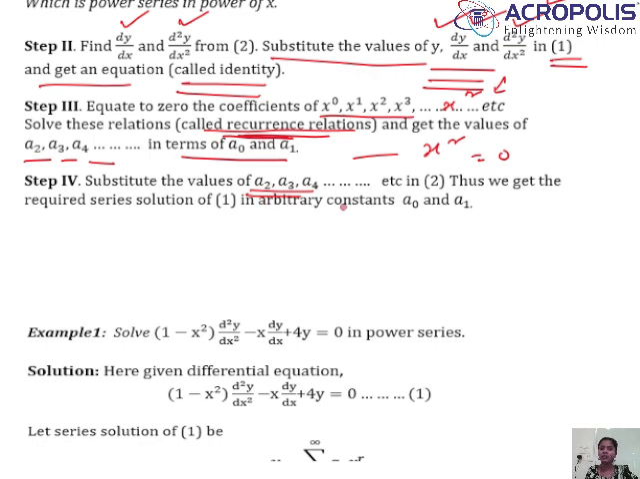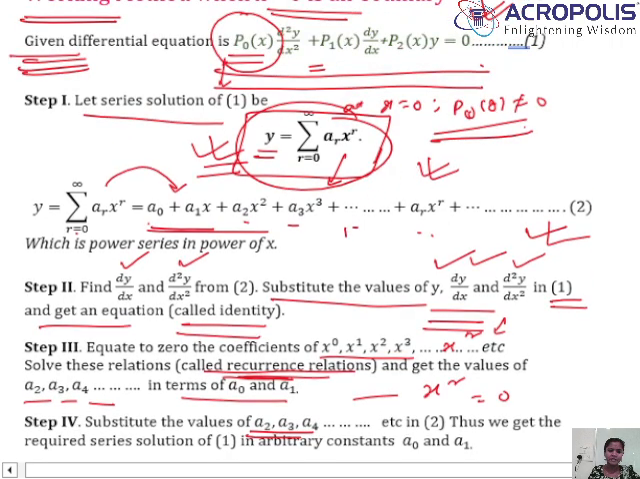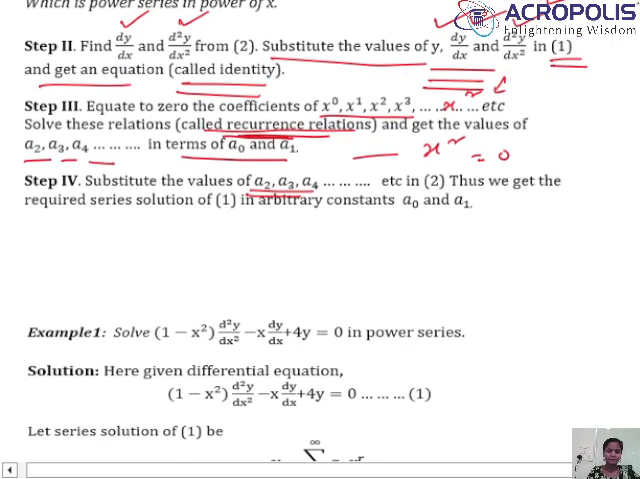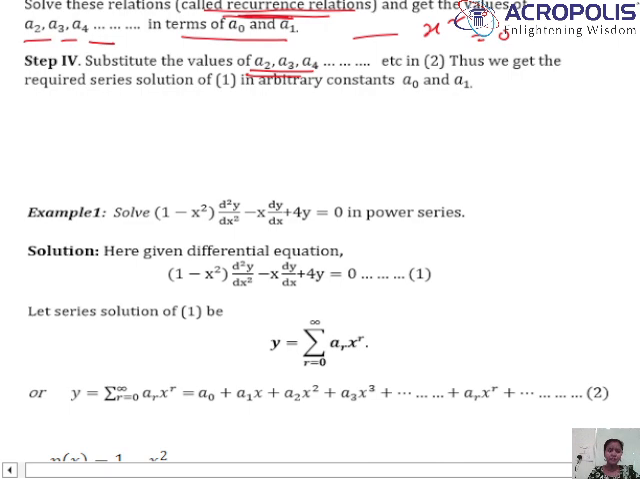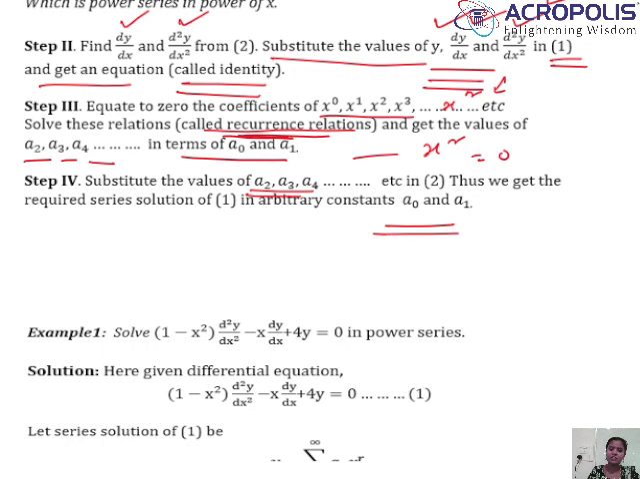Now see, step number 4 says that when you find the values of a2, a3, a4 in terms of a0 and a1, we substitute these values in equation number second. Then we get a series solution of the given differential equation in arbitrary constants a0 and a1. As you know, this is a linear differential equation of second order, so the solution contains only two arbitrary constants, which are a0 and a1.